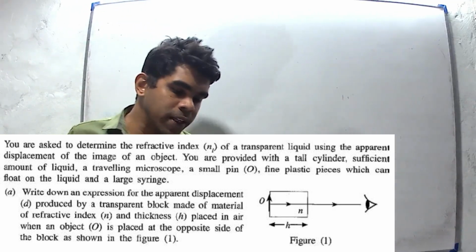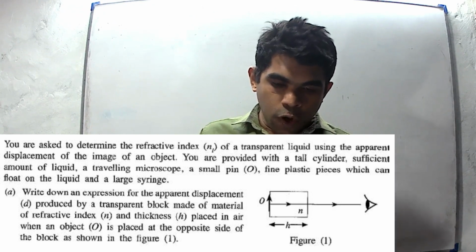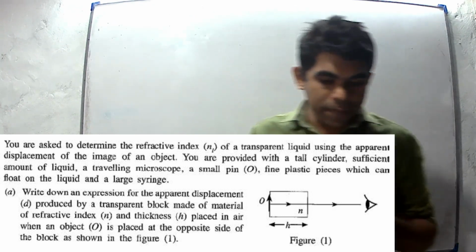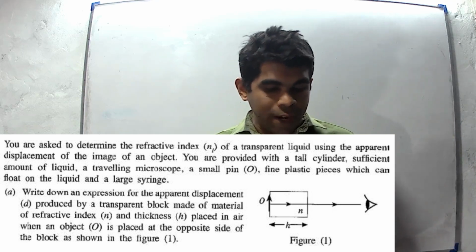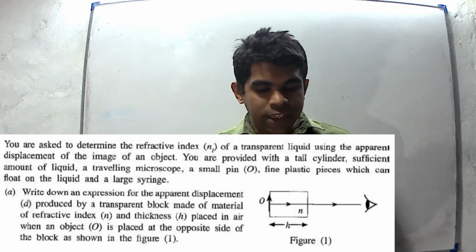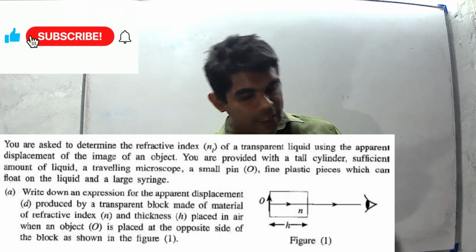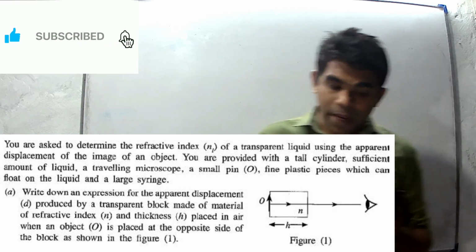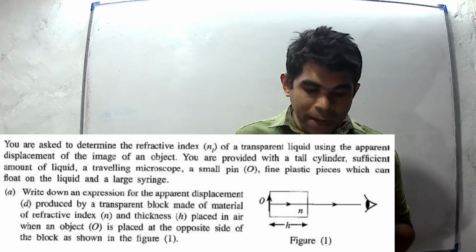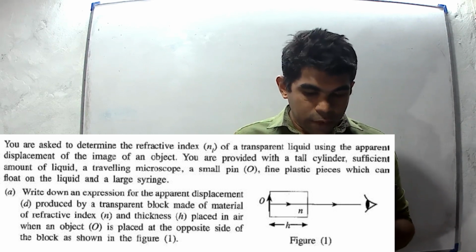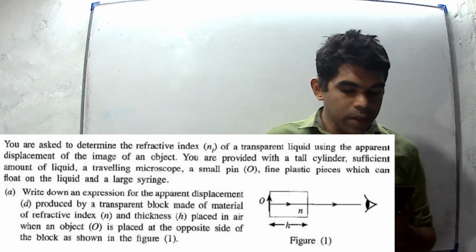You are asked to determine the relative refractive index NL of a transparent liquid using the apparent displacement of the image of an object. You are provided with a tall cylinder, a sufficient amount of liquid, a travelling microscope, a small pin, a fine plastic piece which can float on the liquid, and a large syringe.